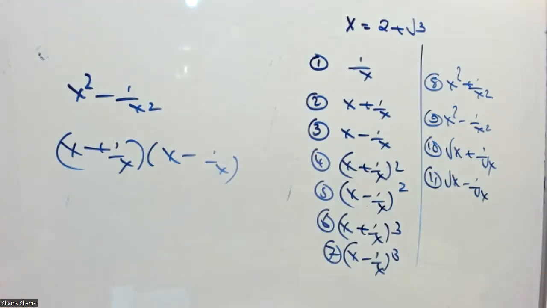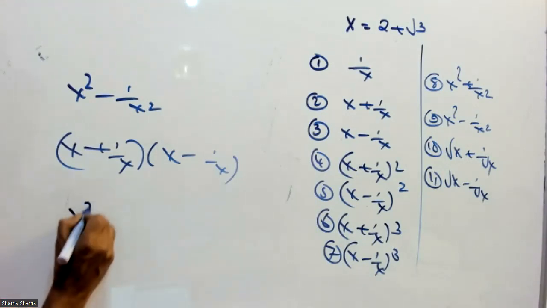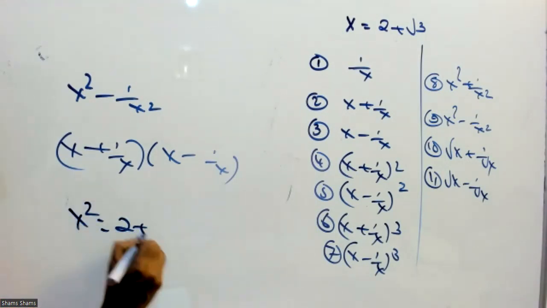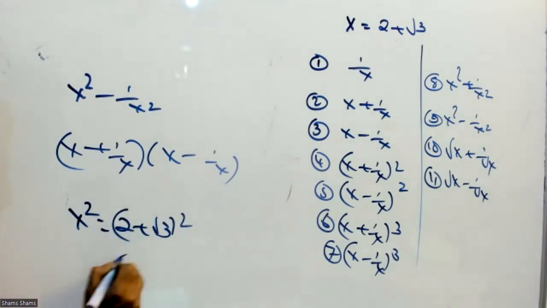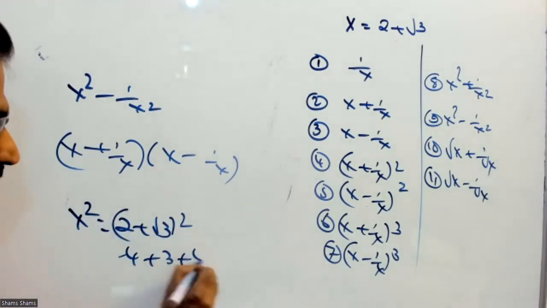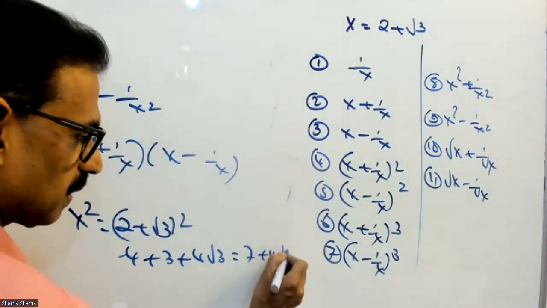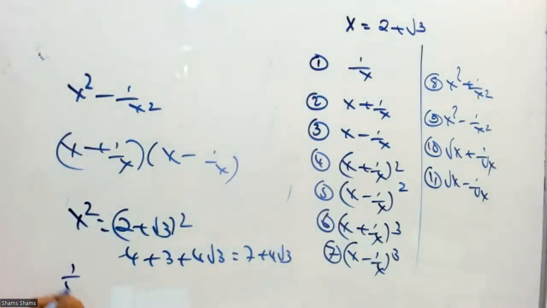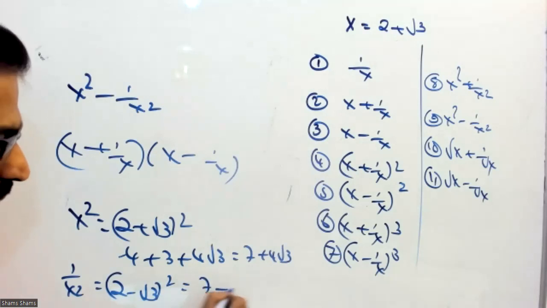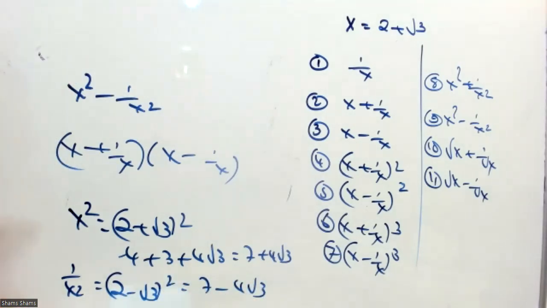In case you don't remember this, you can find x square separately. X square is 2 plus root 3 whole square, which is 4 plus 3 plus 4 root 3, equal to 7 plus 4 root 3. Right? And 1 by x square means 2 minus root 3 whole square. You will get 7 minus 4 root 3. And subtract also, you will get it.